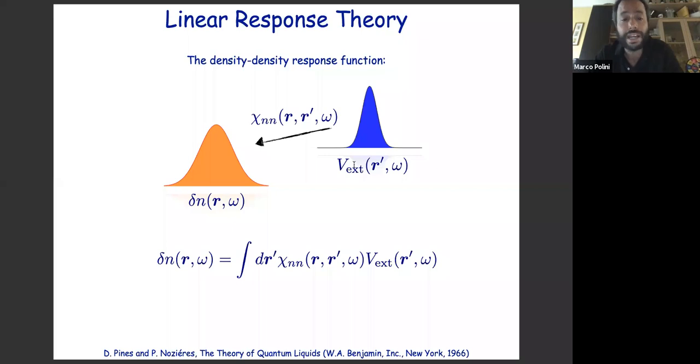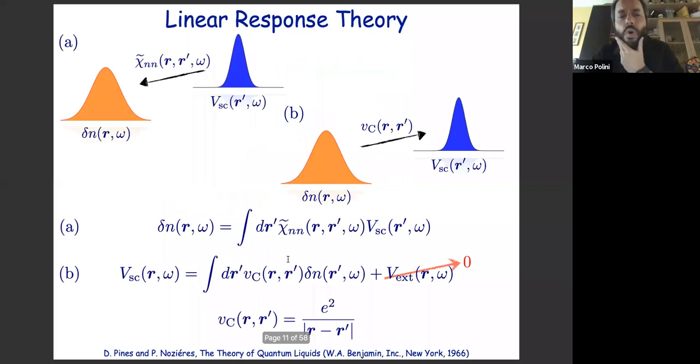So there's an external potential, and the system responds with a density delta n of r and omega. If the external perturbation V-ext is sufficiently small, you can apply linear response theory, and delta n is linked with the external potential by the equation written here in the slides. There is a more useful tool in many-body theory, which is called the proper density-density response function, chi tilde here, just to make a distinction with the causal retarded response function chi.